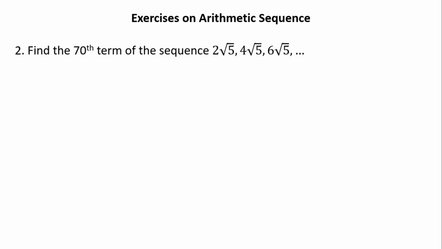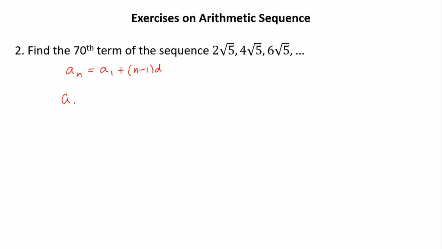Item number 2. Find the 70th term of the sequence 2 square root of 5, 4 square root of 5, 6 square root of 5, and so on. This is not really different from the first item since this one also uses the formula for the nth term, only that the terms now involve radical numbers. So again, a sub n equals a sub 1 plus n minus 1 times the common difference d.